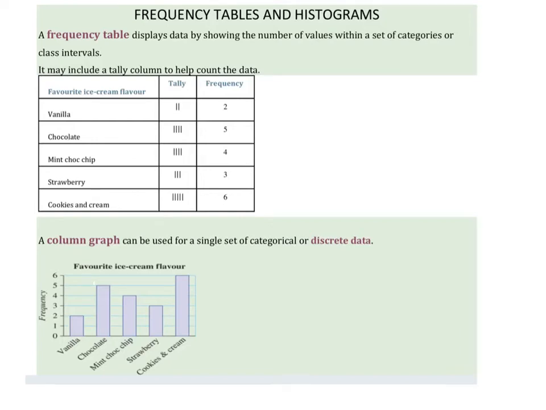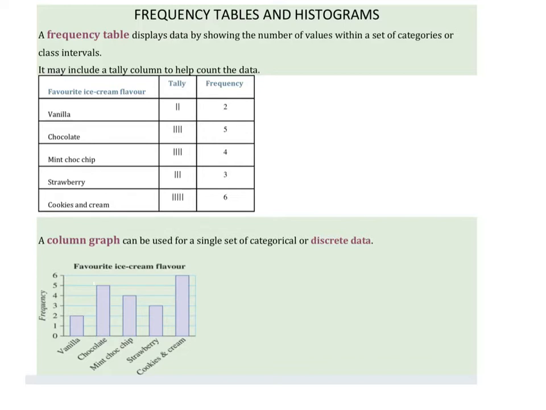Once we have collected our data, whether that be through a survey or going out and counting things, we need to be able to put it into a format that's easy to read. So often we use a frequency table, or sometimes it's called a frequency distribution.